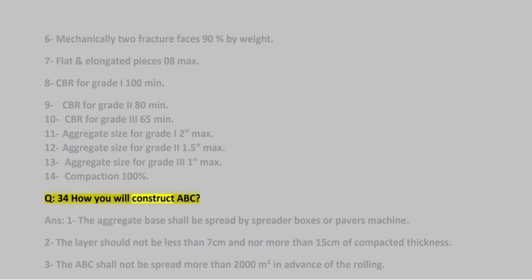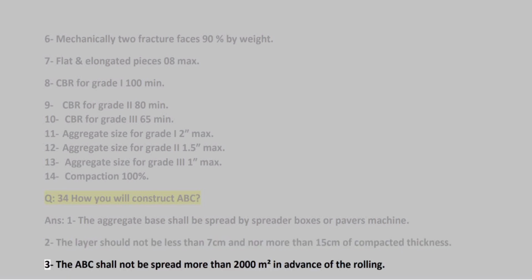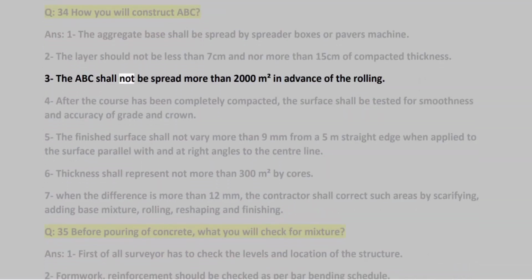Q34. How will you construct ABC? ANS: 1. The aggregate base shall be spread by spreader boxes or paver machine. 2. The layer should not be less than 7 cm and not more than 15 cm of compacted thickness. 3. The ABC shall not be spread more than 2,000 square meters in advance of the rolling.